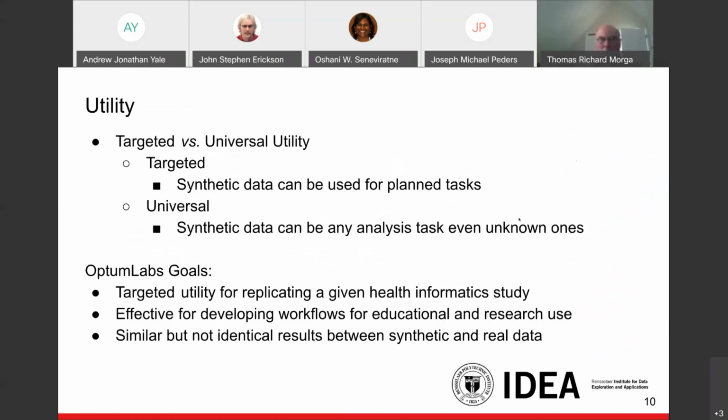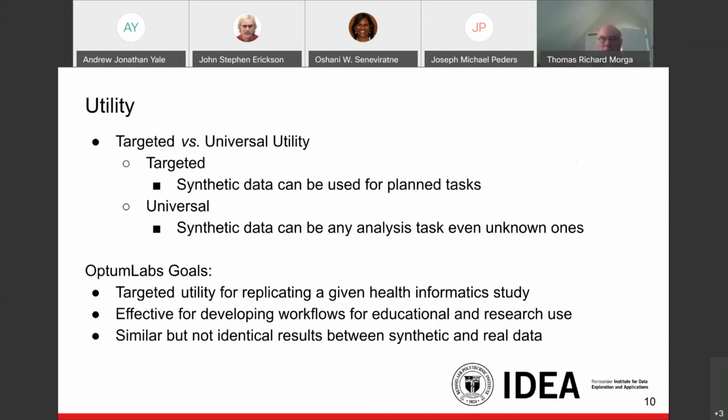Next, we want to look at utility. Once we can measure privacy and resemblance, and we're getting good values for that, we want to measure the utility of the data to ensure that we can use it for education and potentially research. We're going to look at targeted versus universal utility. Targeted utility is defined as using the synthetic data for planned tasks. Specifically, you have a data set that accomplishes a task on the real data, and you want to replicate that on the synthetic data. That's what we'll be focusing on.